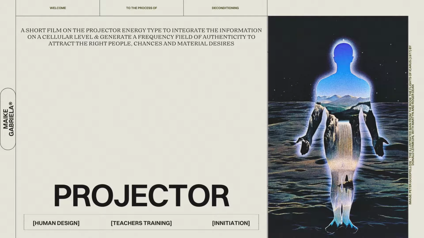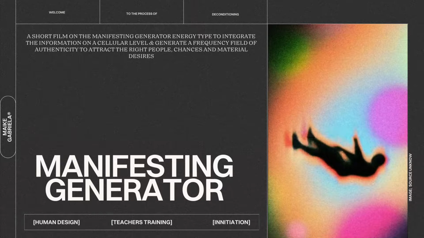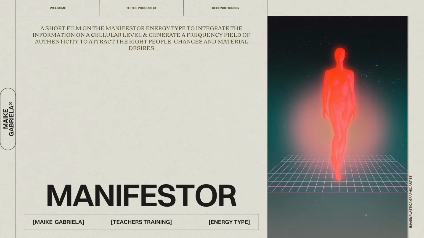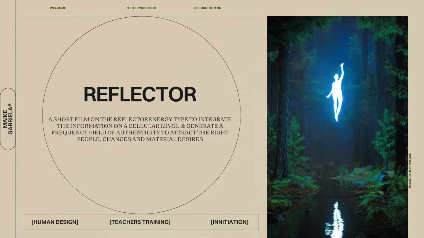So we have the projector, the generator, the manifesting generator, which is around 33% of the population. Then we have the manifestor, which is about 8% of the population, and we have the reflector, which is just 1% of the population. And so each of these energy types are kind of like archetypes, and they allow us to understand what our energetic body looks like, how we can utilize the universe to move into alignment with our soul's path. And so the beautiful thing about type is that it's divided into 3 different aspects.